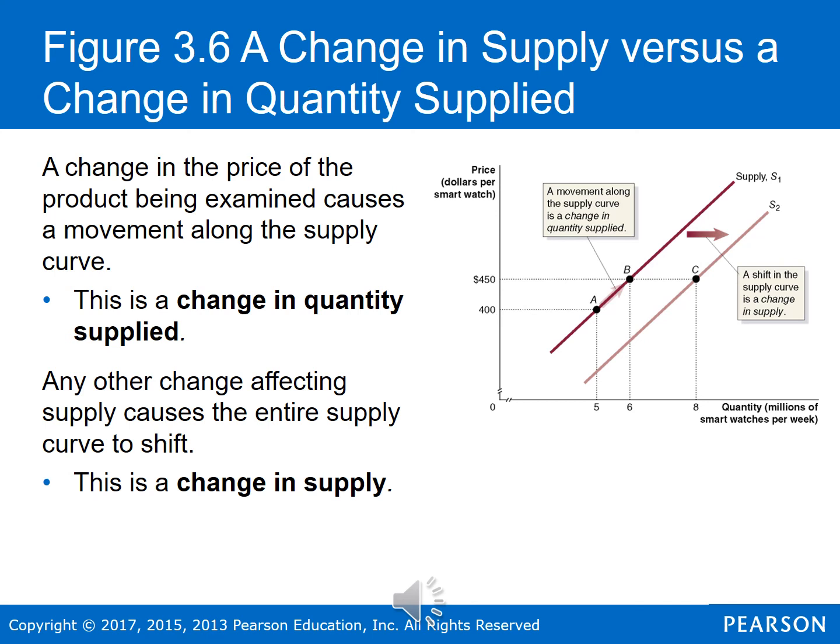Any other change, any of these factors we talked about that affects the supply, causes the entire supply curve to shift. So let's say the price of inputs that go into producing that good decreases. That will shift the supply curve to the right, moving from S1 to S2. So at the price of $450, we're moving from point B to point C. So the quantity supplied increases from 6 million smartwatches per week to 8 million smartwatches per week, while the price stays at $450. This is the change in supply. So remember, change in the quantity supplied, moving along the supply curve. Change in supply is moving the supply curve itself.